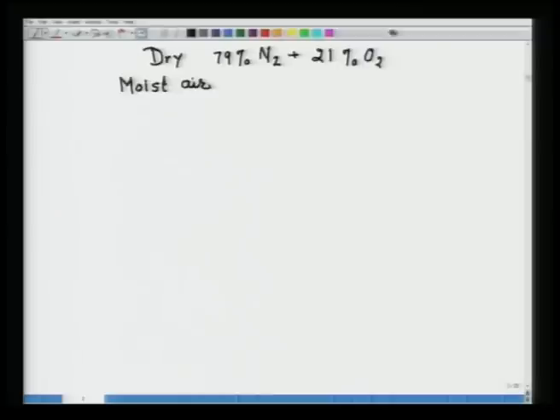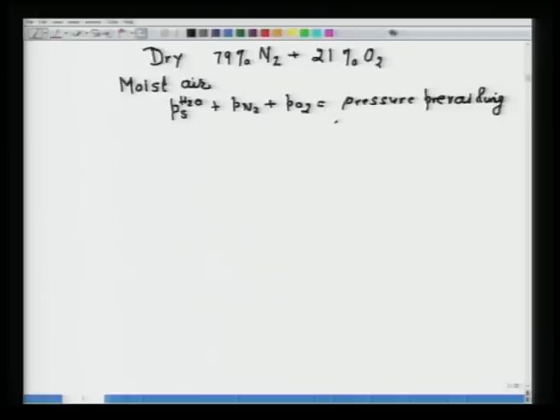So, there you have to find, for example, PH2O plus PN2 plus PO2, that is equal to the pressure prevailing around the gasifier. It could be 740 millimeter, 745, it will be given in the problem.